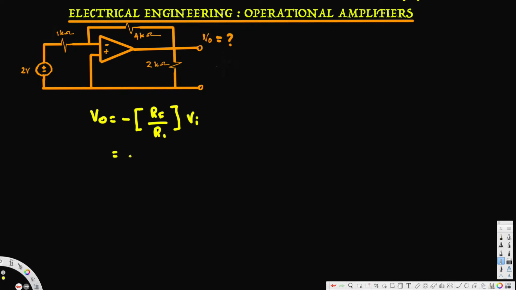Okay, now let's go ahead and plug the values. RF is 4 kilo ohm, and then that one divided by 1 kilo ohm, and that one multiplied by input voltage, that is 2 voltage. So 4 over 1, that's just 4, times 2, that's going to be 8. So we are going to have negative 8 voltage. That's going to be the voltage output of this op amplifier.